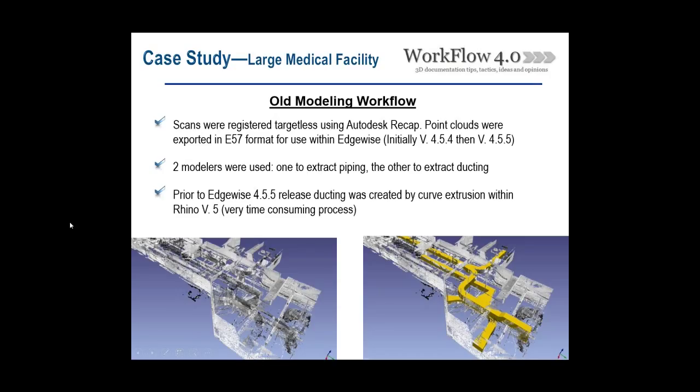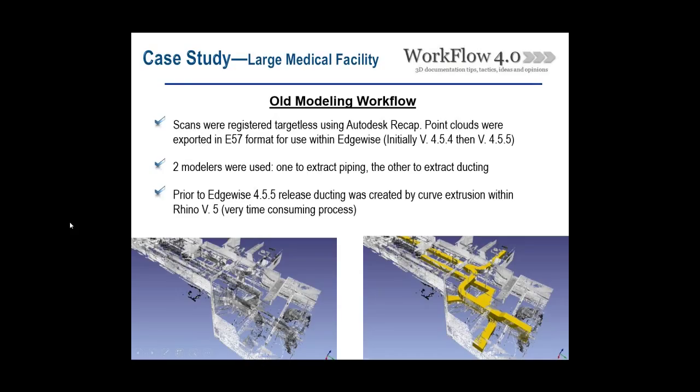Once we got the scan data back from the field, we would take it into the ReCap software, where we would register the scans, like Chris said, targetlessly, and then once we're done registering the scans together as a large cloud, we would rotate the data to base drawing, and we use Cyclone for that. And from there, we have been using the Edgewise piping extraction, so we would divide the project up between a couple different modelers, and we would use the E57 format and bring it into Edgewise, and then one person would start doing piping. Well, for the ductwork, it's a little more labor intensive. We were using Cyclone a little bit. Then we moved into Rhino.